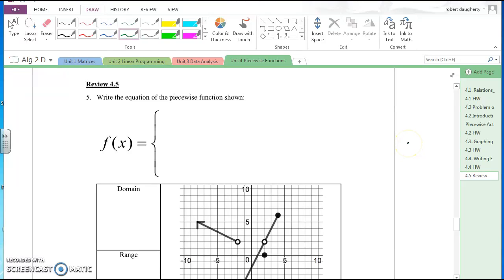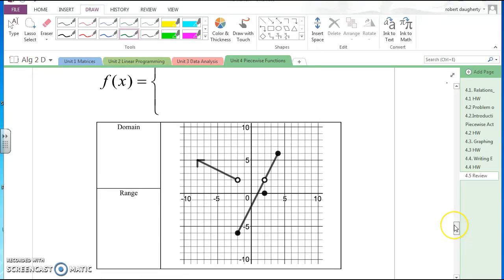Okay, continuing our review for piecewise functions. Here we are given a graph and we're asked to come up with the actual equation. So it's going to be a series of equations and domain restrictions, okay? So first of all, I can find the domain and range pretty easily.